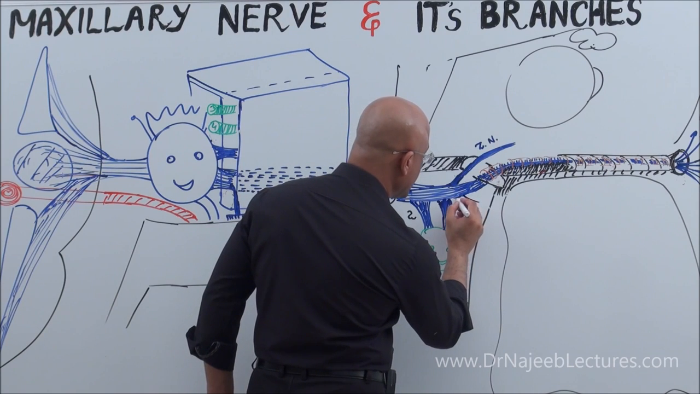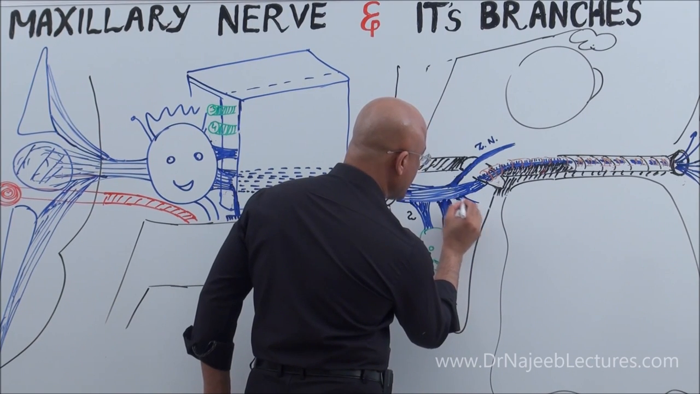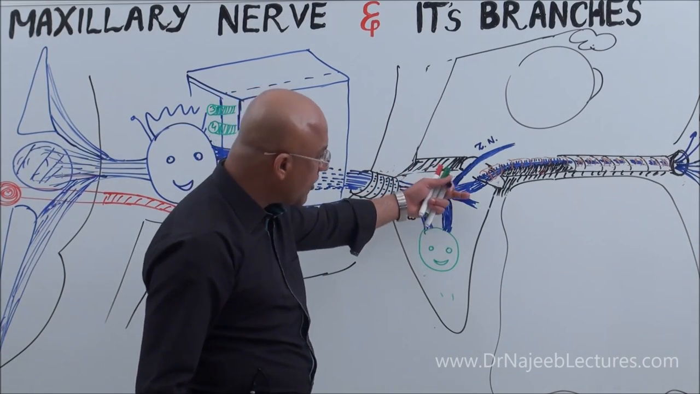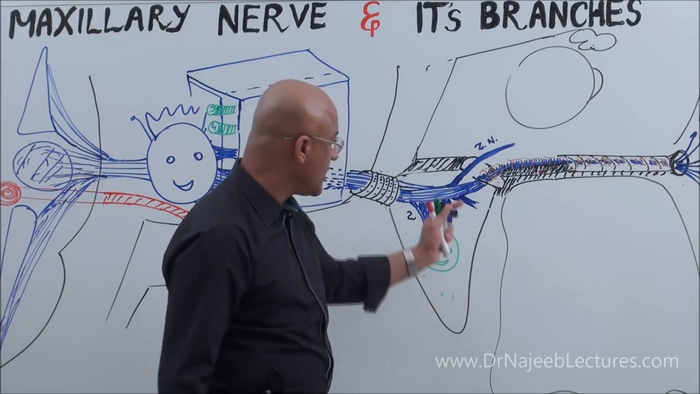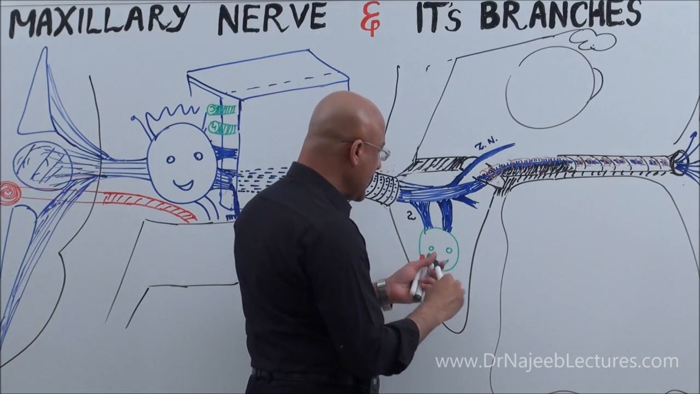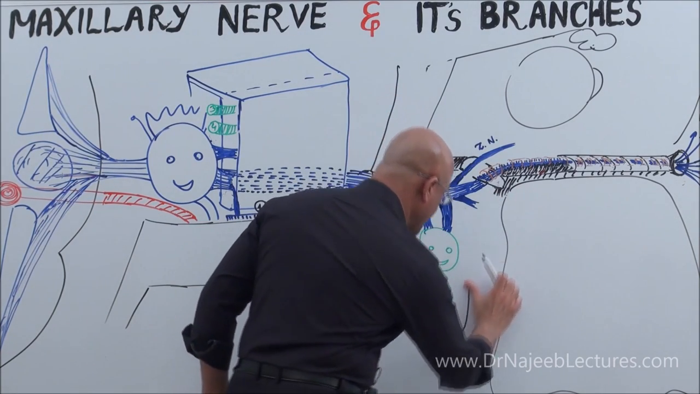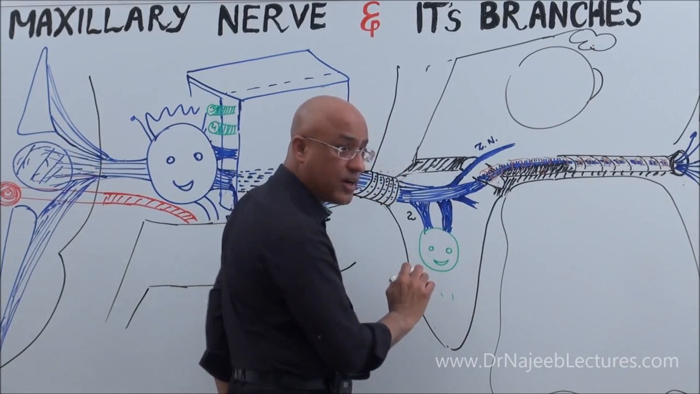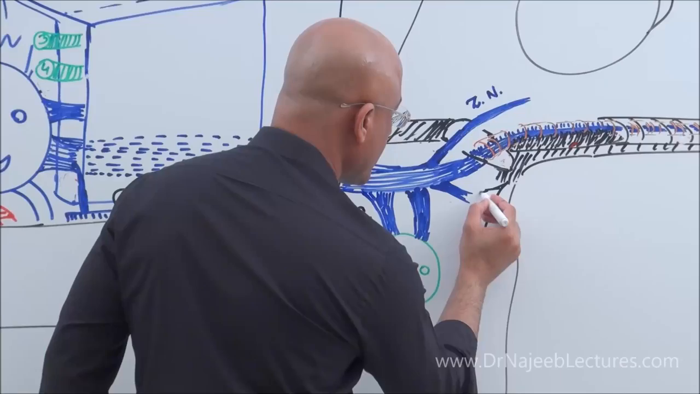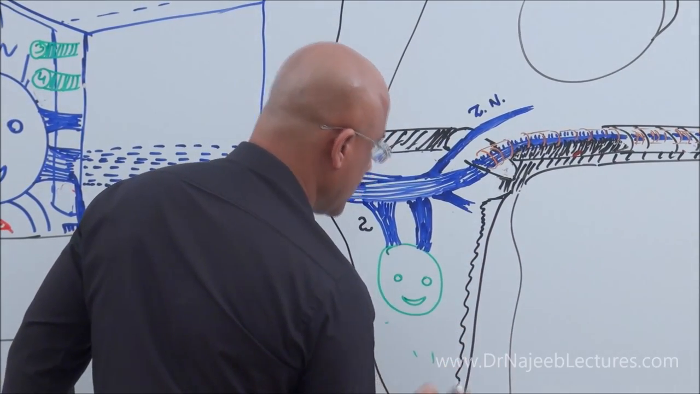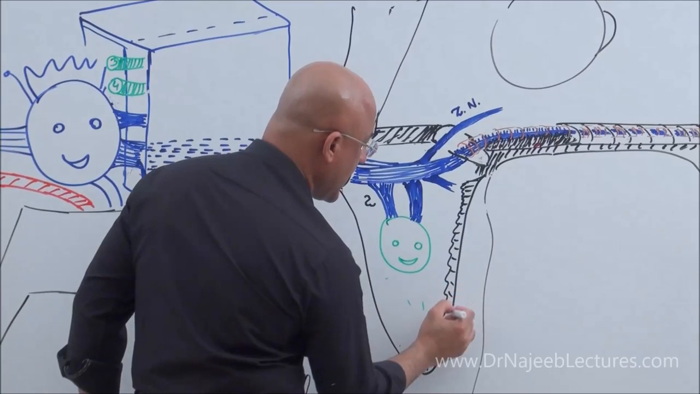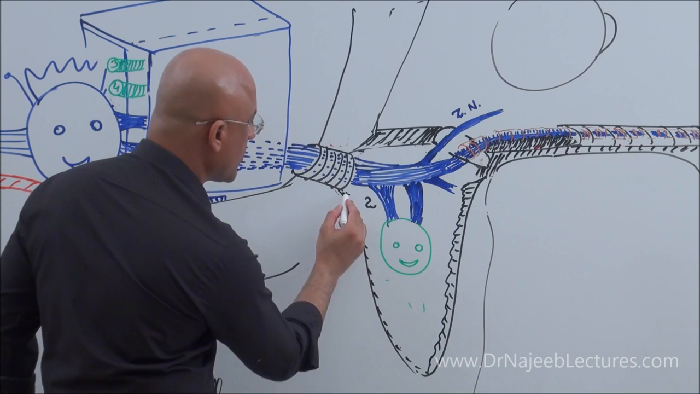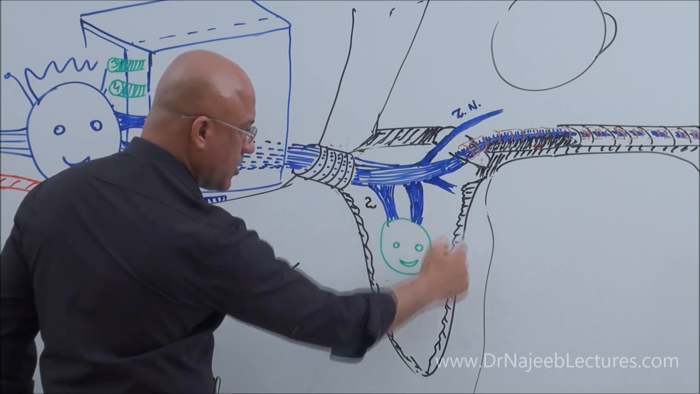It gives another branch here from the maxillary nerve, and this branch moves laterally and downward. Let's suppose this is the lateral wall of the pterygopalatine fossa. I will draw the lateral wall of the pterygopalatine fossa. This is the lateral wall of the pterygopalatine fossa. And this lateral wall is present between, yes, this is the lateral wall.